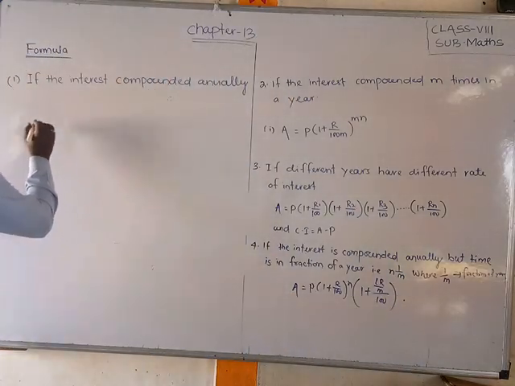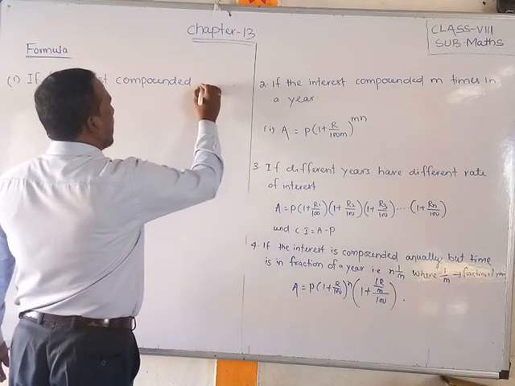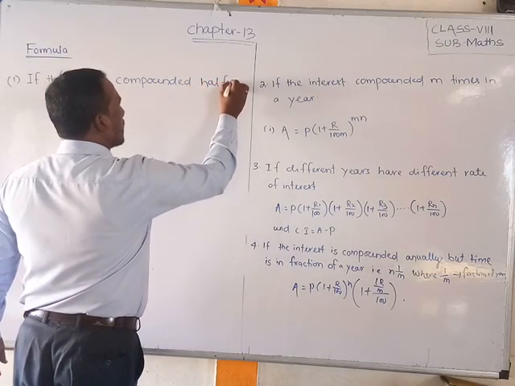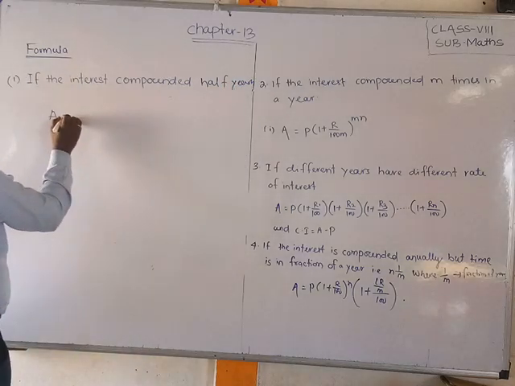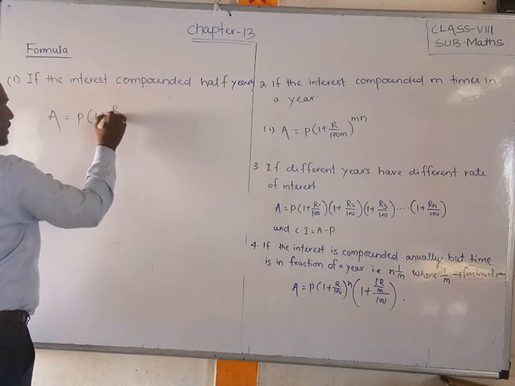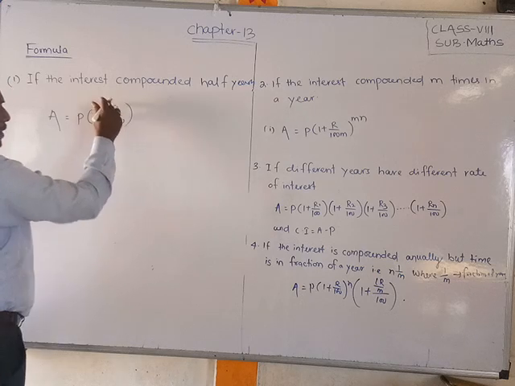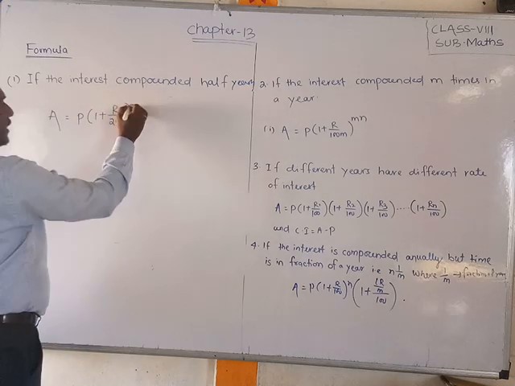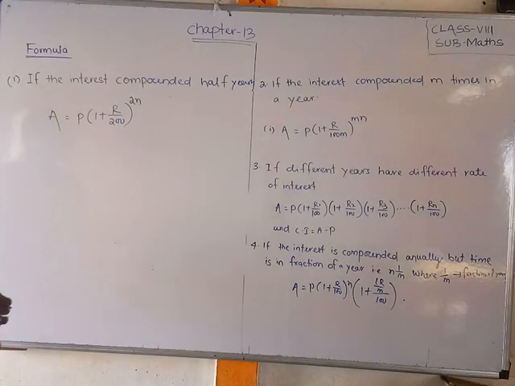So friends, when the interest is compounded half yearly, what is the amount? The amount is equal to principal into (1 + R by 2 into 100), that means 200, to the power 2n. Remember that, friends.